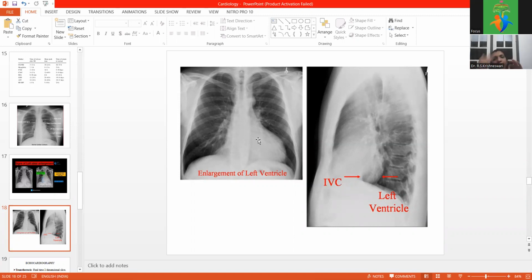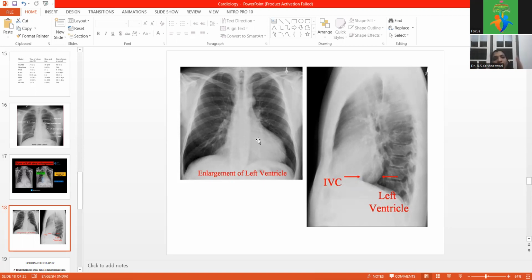Increased carinal angle, and also straightening of the left border of the heart. And when there is globular enlargement of the heart, when all the chambers of the heart are enlarged, it leads to globular heart. Also, in case of pericardial effusion, there is globular heart. The pericardium is filled with fluid, which swells like a balloon, and it is known as globular heart.